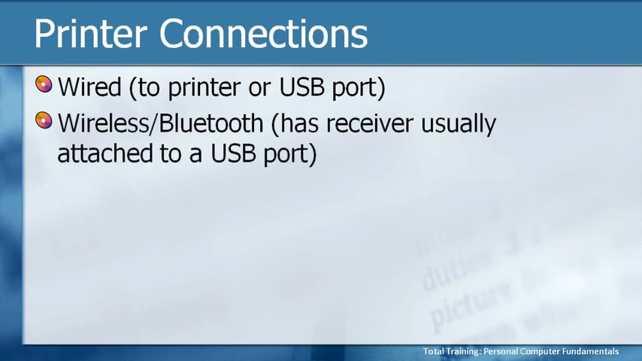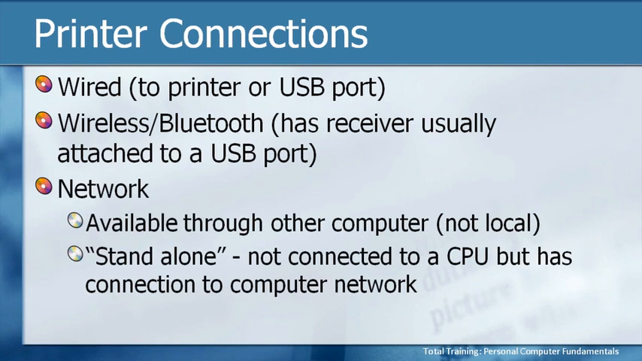We can also have wireless, which includes Bluetooth, that's going to have some type of receiver, usually attached to a USB port, but again, Bluetooth printers may have some of that embedded into the CPU, like it does in a laptop. When it comes to network printers, we actually have a couple of options. A network printer can technically be made available through other computers.